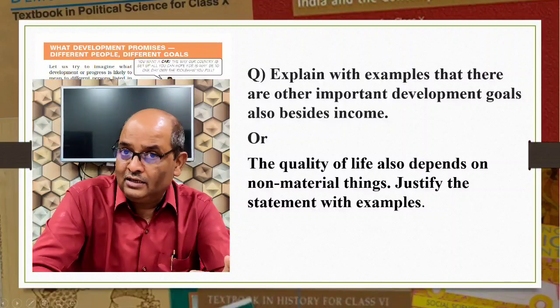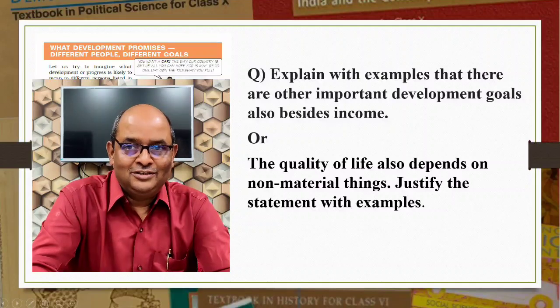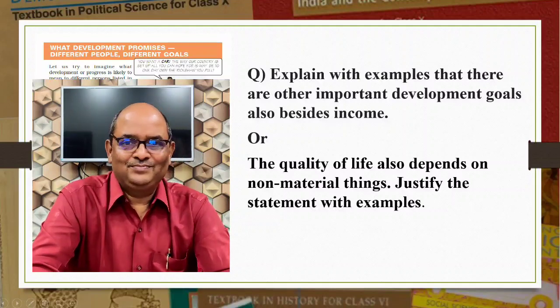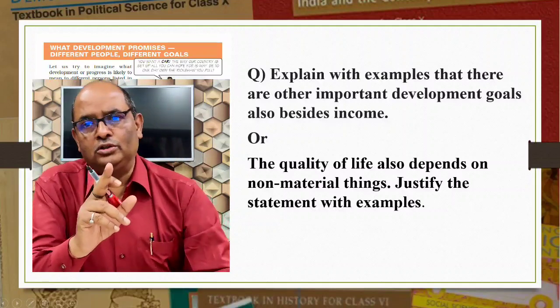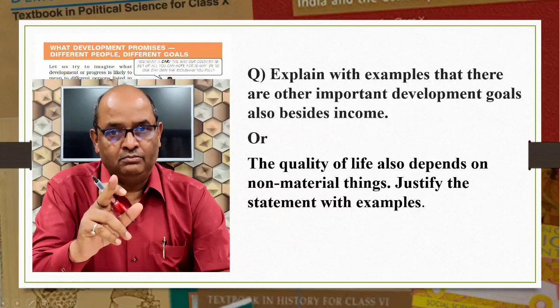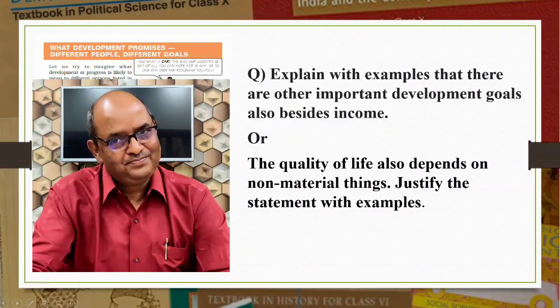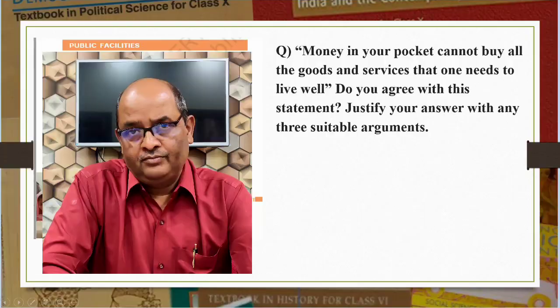You can add here the role of friends in your life, which cannot be measured but means a lot to us. So the developmental goals that people have are not about only better income, but also about other things in life. Okay? A similar question is framed from the subunit public facilities.